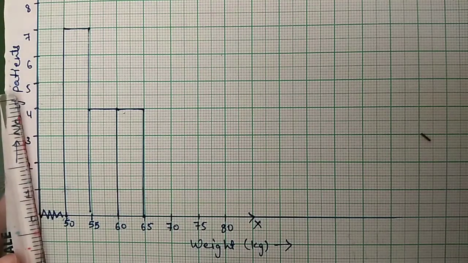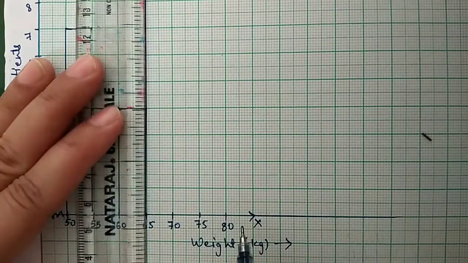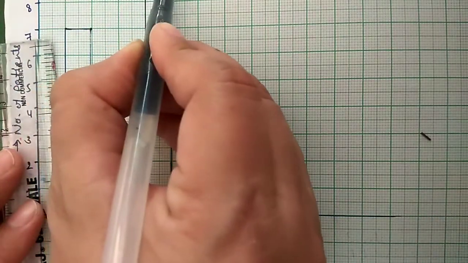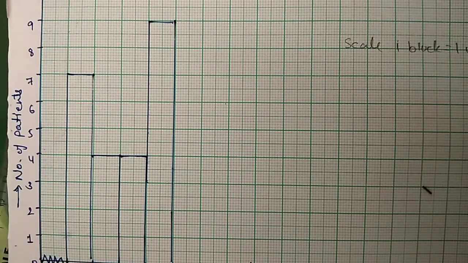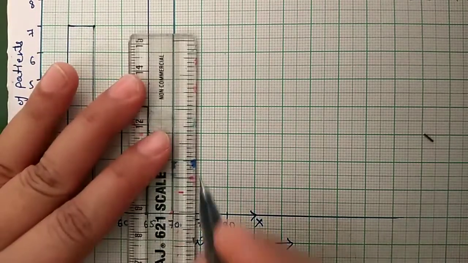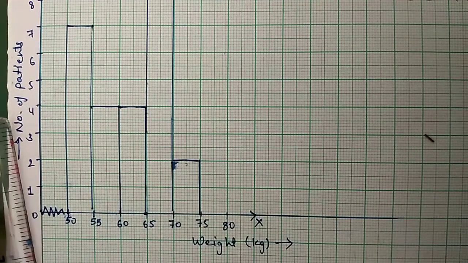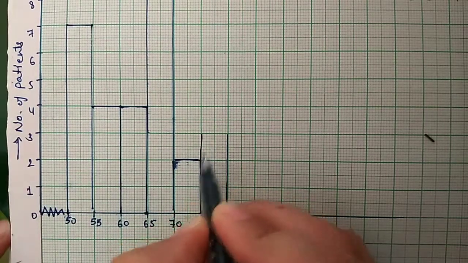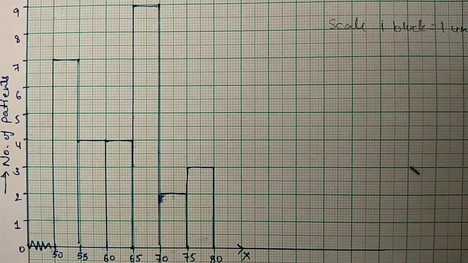Next 65 to 70 it is given 9, so go till 9. Then next 70 to 75 it is given 2, so we go till 2, and then 75 to 80 it is 3. So like this your histogram will come for this question.